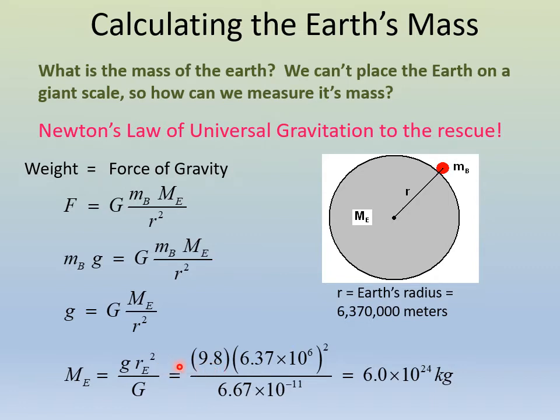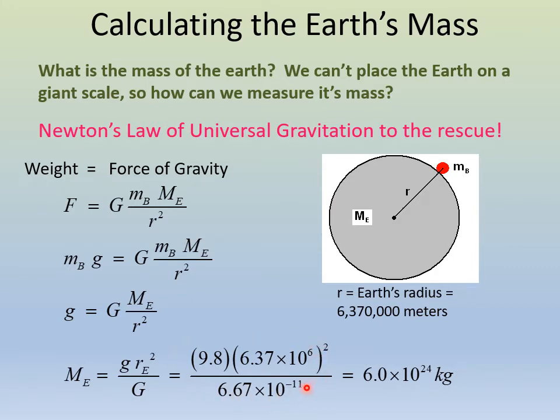The radius of the Earth, this is something that was well known before we knew the Earth's mass. This was done by geographers and so forth. They could figure out the radius of the Earth was 6.37 million meters. So that's written out here. And then, of course, the gravitational constant down here was determined in laboratories back in Newton's days as 6.67 times 10 to the minus 11.